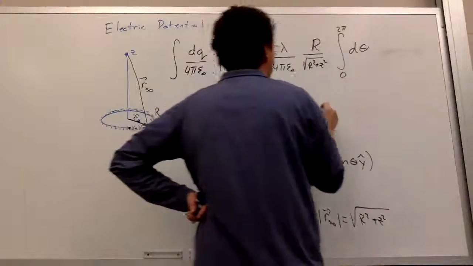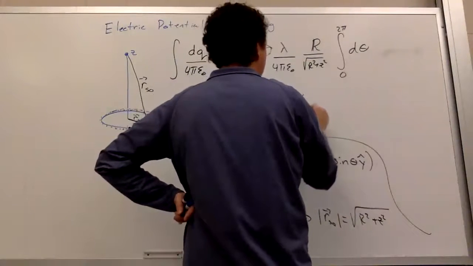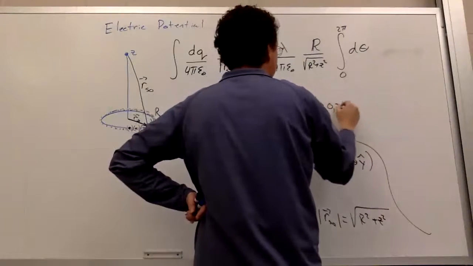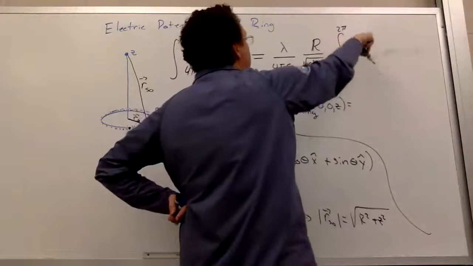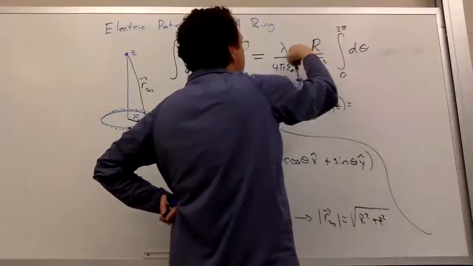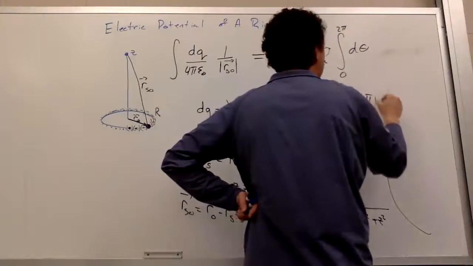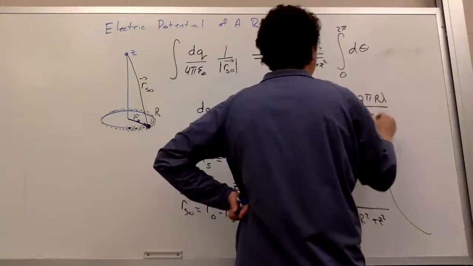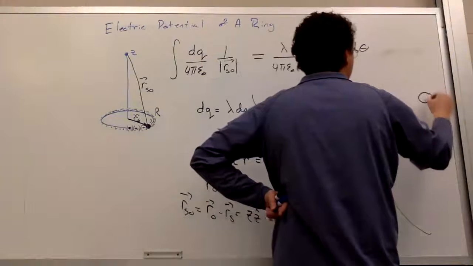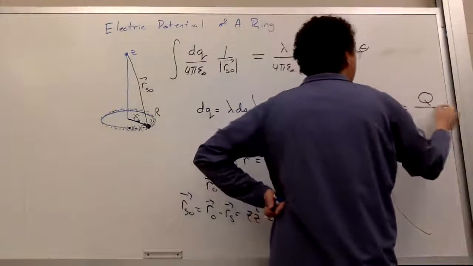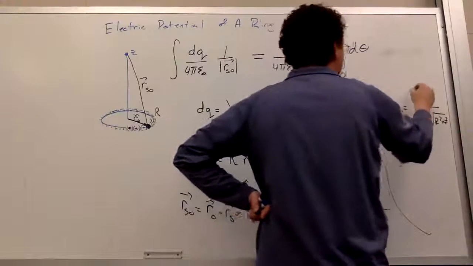And I arrive at the final formula: separating all this out, the potential due to a ring at position 0, 0, Z along the center of the ring equals, well, I get a factor of 2 pi from this integral, and I combine that with lambda and R, and I get 2 pi R lambda over 4 pi epsilon naught square root of R squared plus Z squared, which is the same as Q over 4 pi epsilon naught square root of R squared plus Z squared, since 2 pi R lambda is the total charge. And that's a nice formula to have.